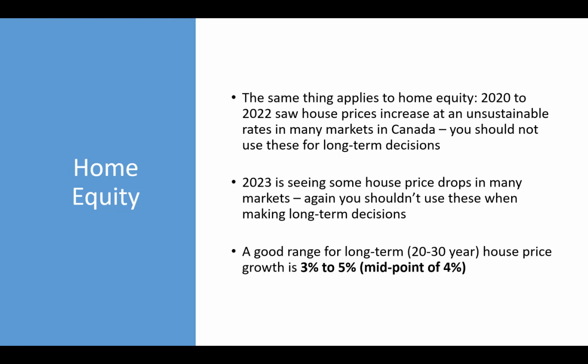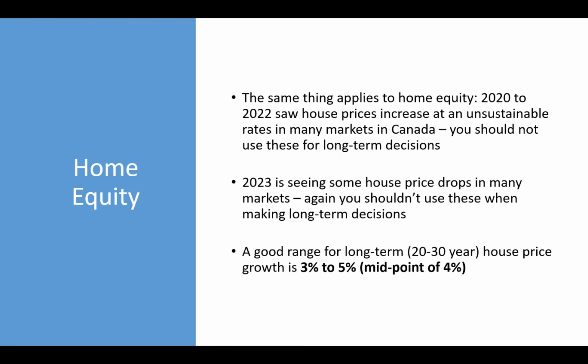In 2023, we're seeing things level out a bit, and we're seeing some house price drops in many markets. But again, you should never expect that your house is going to decrease in value over the long run. That's not going to happen either. So a good range for thinking in the long term when it comes to home equity growth and house price growth is to use a range of around 3 to 5% with a midpoint of 4%.